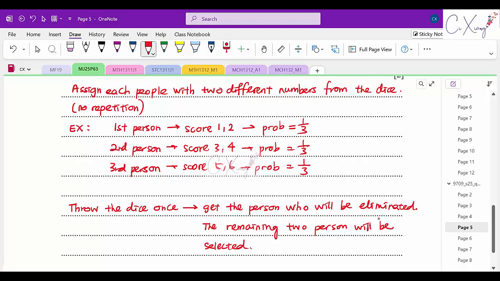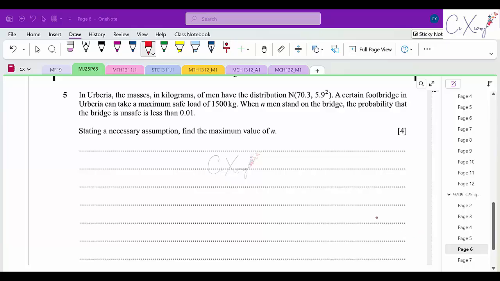Okay, so this is basically what we can do to select two people using a single throw of the dice. This is how we solve question number 5.